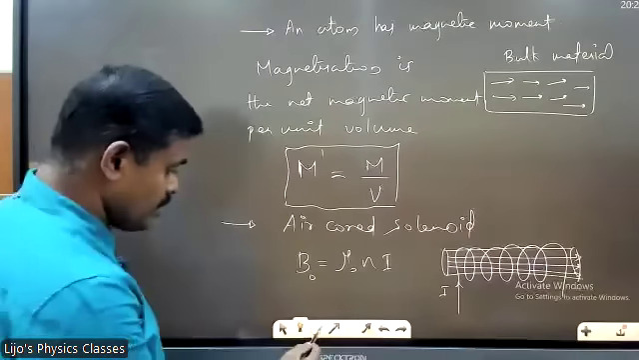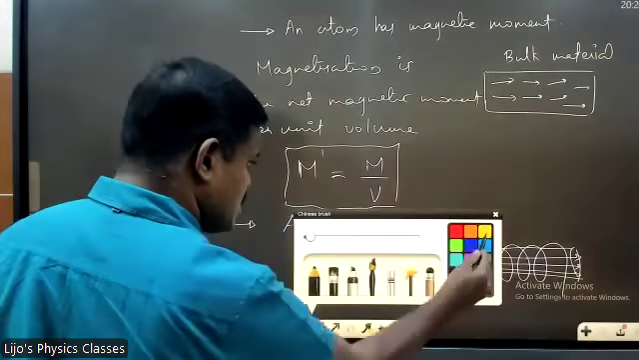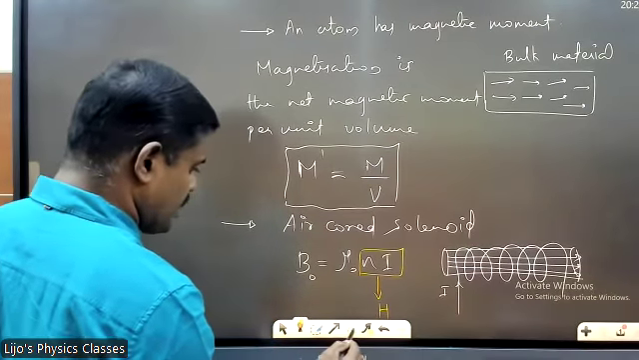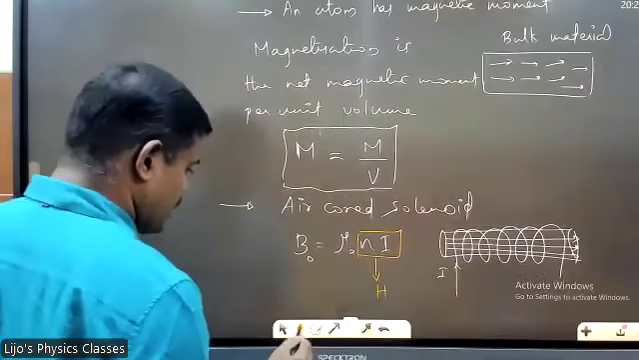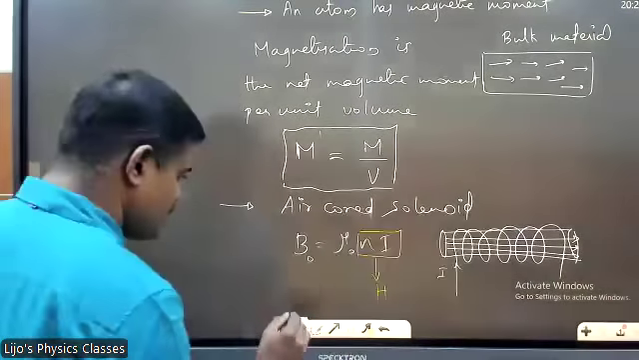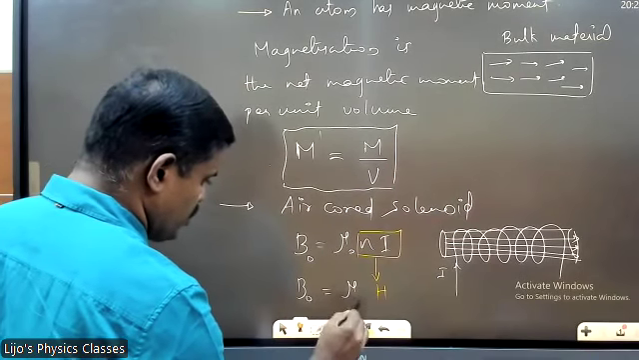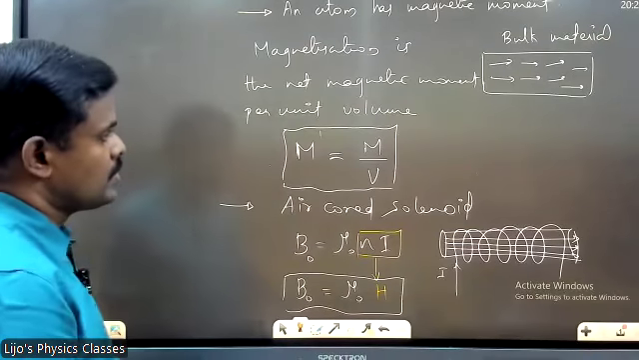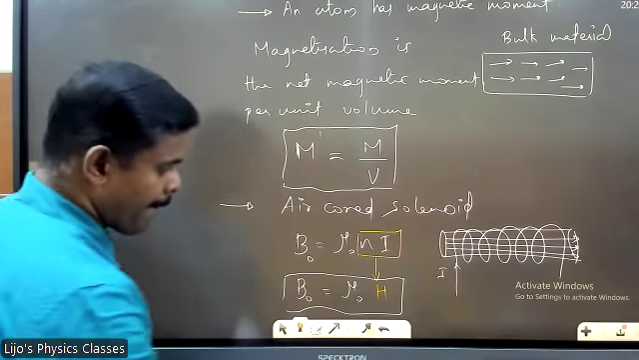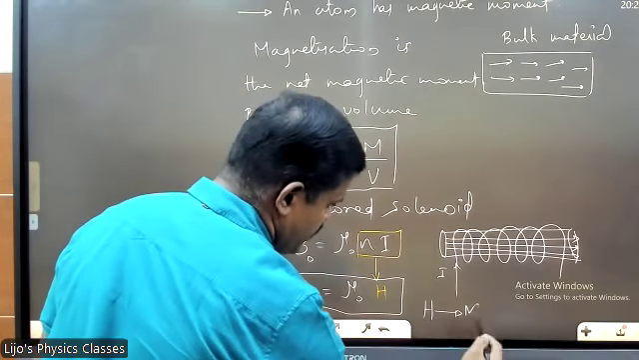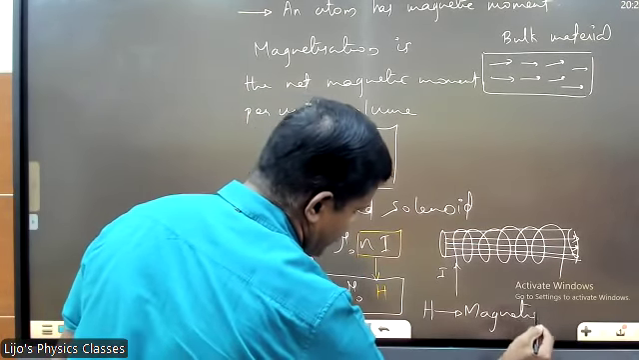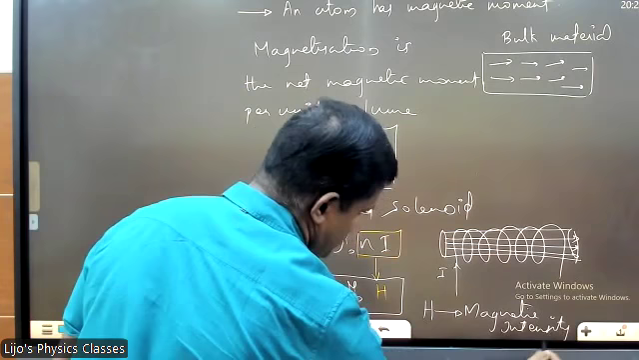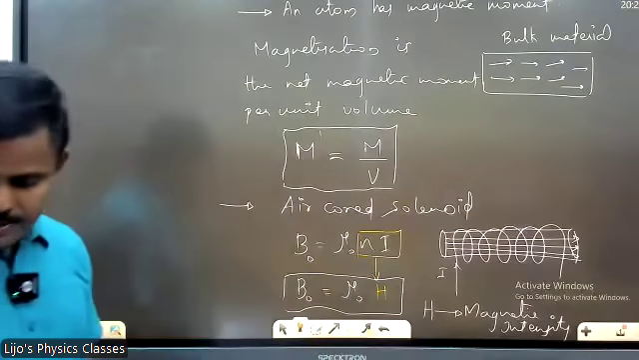And this n I, look at this. This n and I together is going to be called H. So let us rewrite it. B0 is equal to mu 0 times H. This H has a name. H is called magnetic intensity.